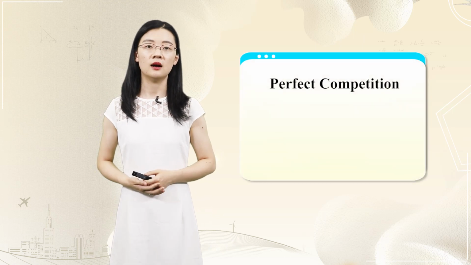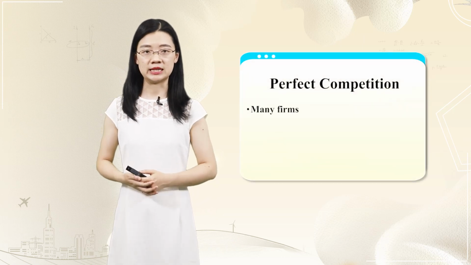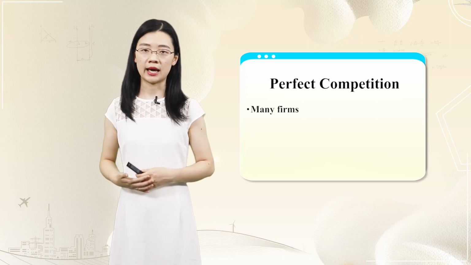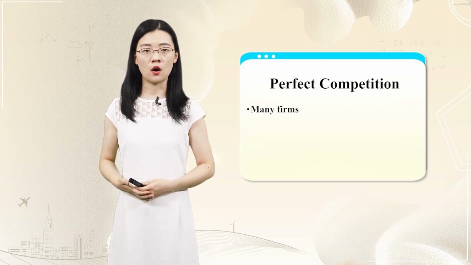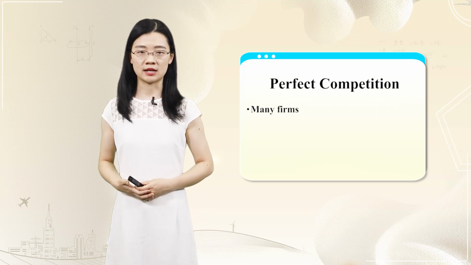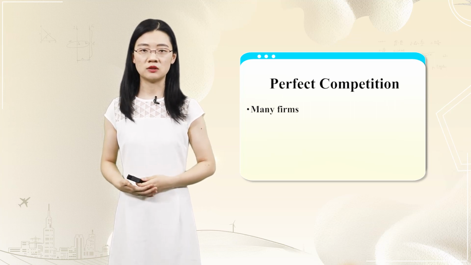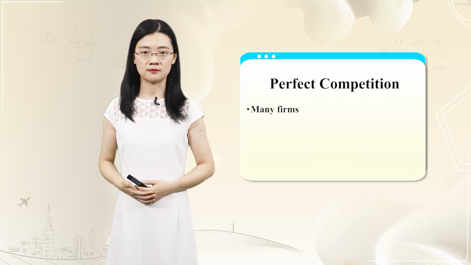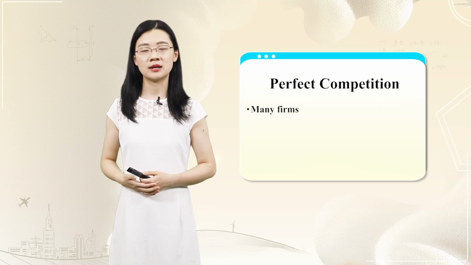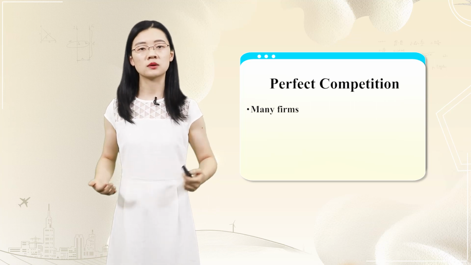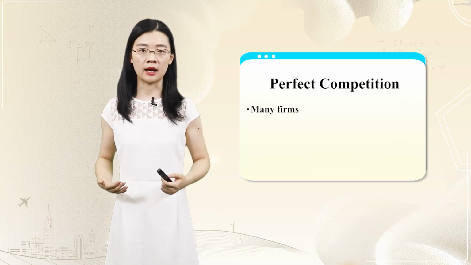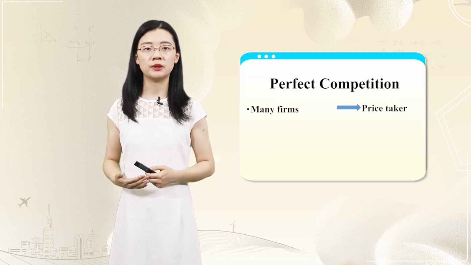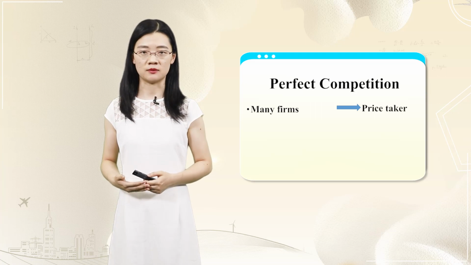First, there are a large number of producers in this market, which makes the output of each producer account for a very small proportion of the total market transactions. So each individual producer cannot have an impact on market price. The market price is determined by the overall strength of both market supply and market demand, and each producer can only be a passive price taker.